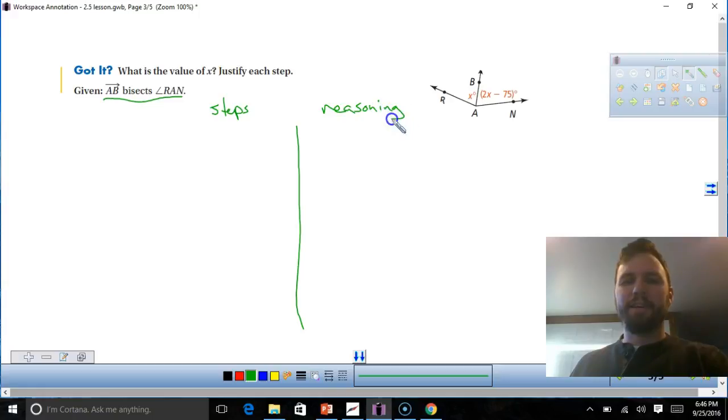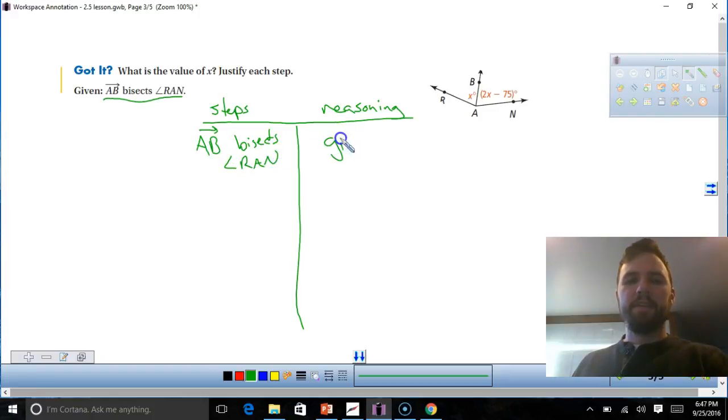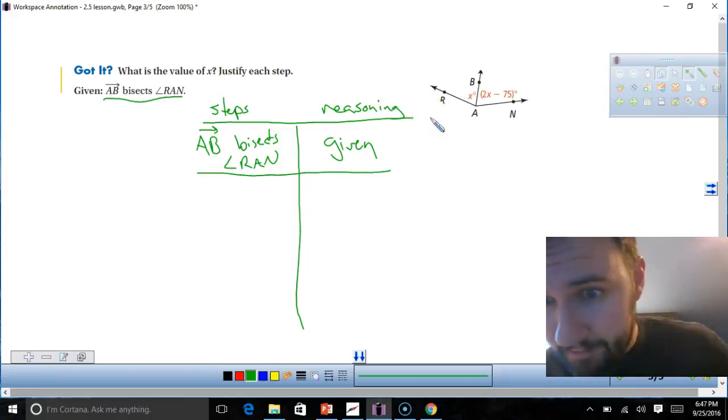Here goes, guys. First, two-column proof. First step, ray AB bisects angle RAN. Reasoning, it's given. You always put your given first. Every single time.